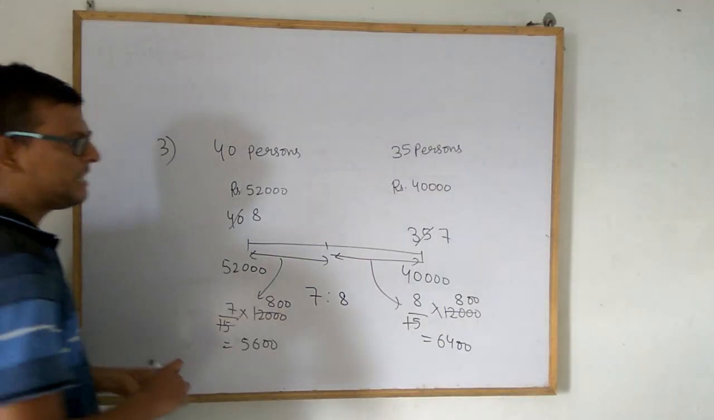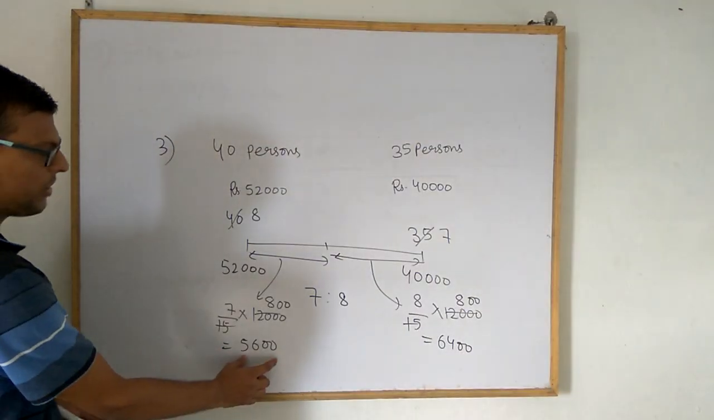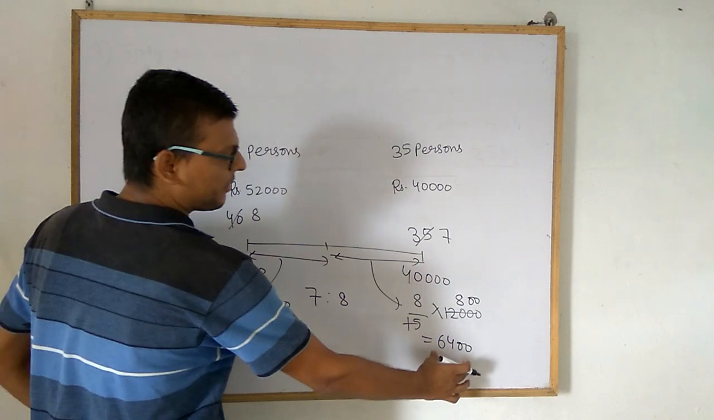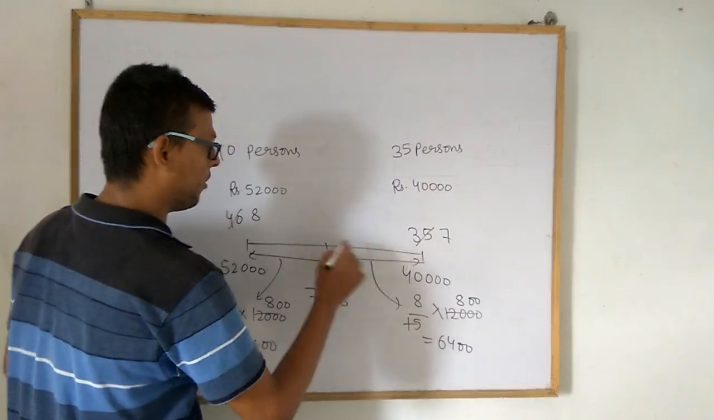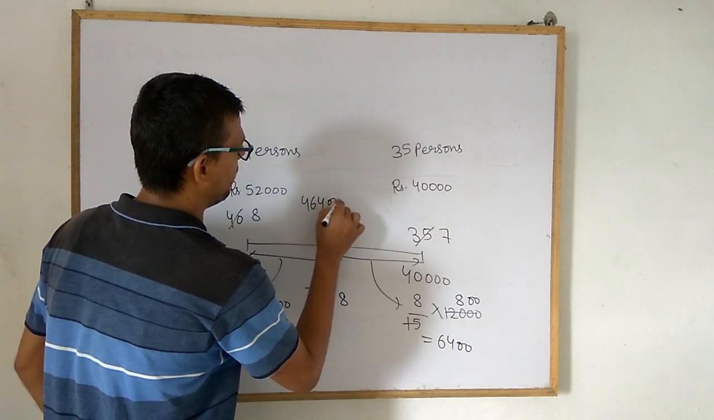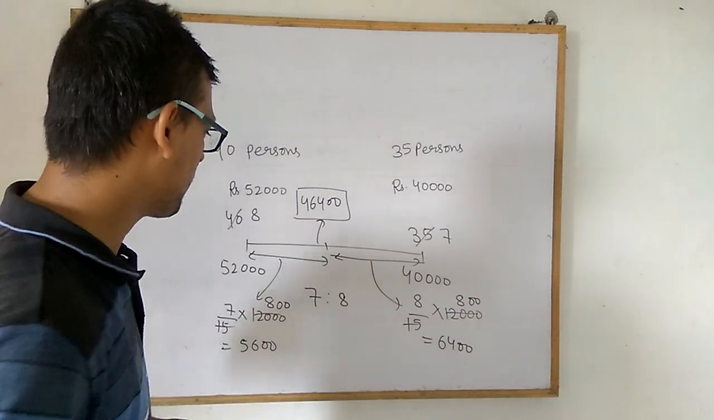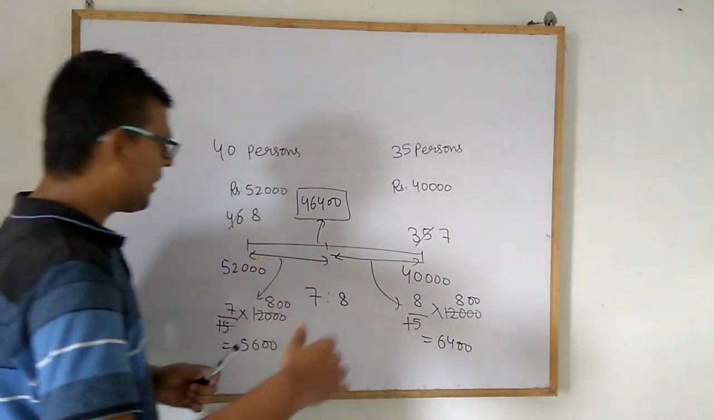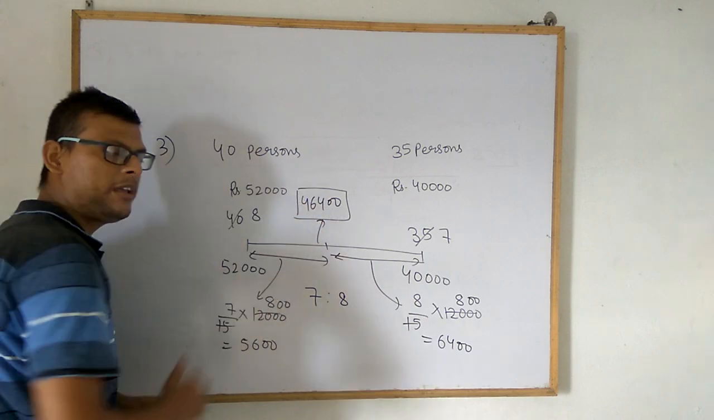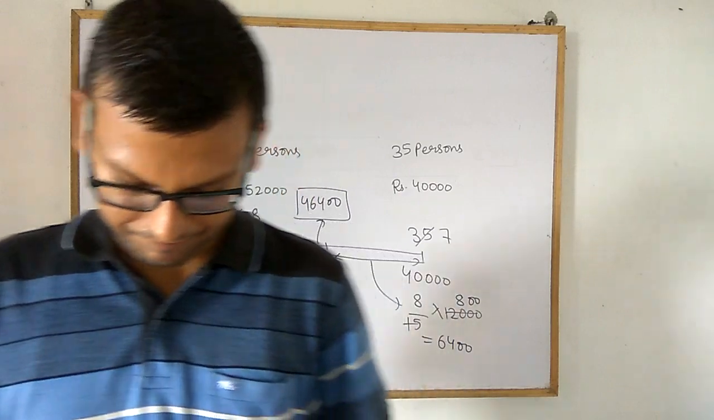So what do you do? You either add 6,400 to this or you subtract 5,600 from this. You'll get the same answer. Okay. So I'm adding 6,400 to 40,000. So the answer will be 46,400. This is my average income for the whole group. Right? You could have also subtracted 5600 from 52,000. The answer would be the same. Okay. One last question I am doing.